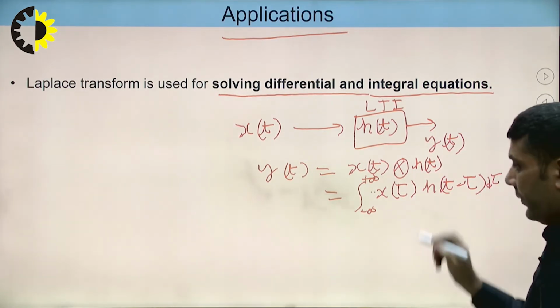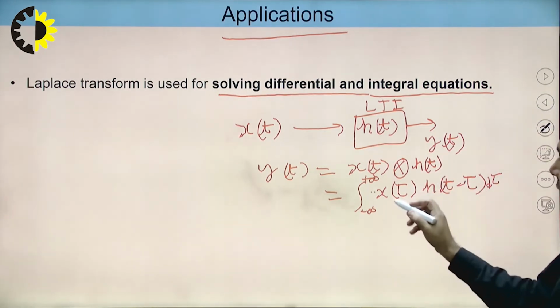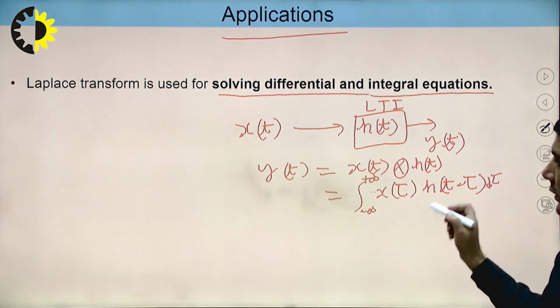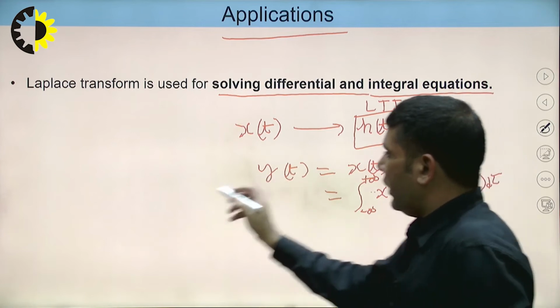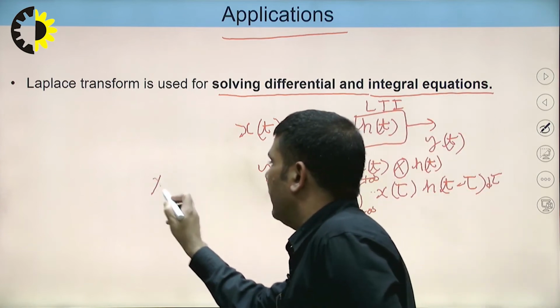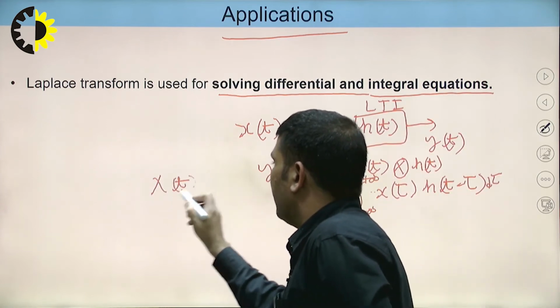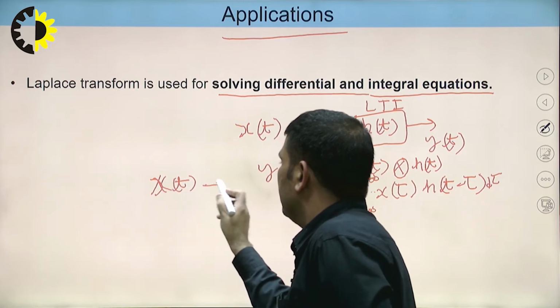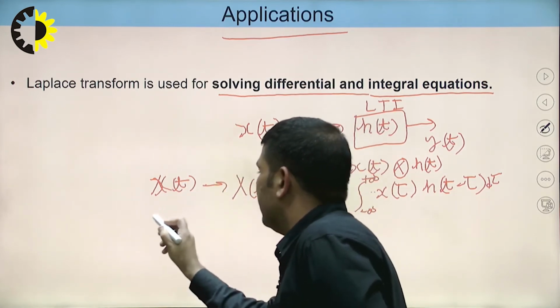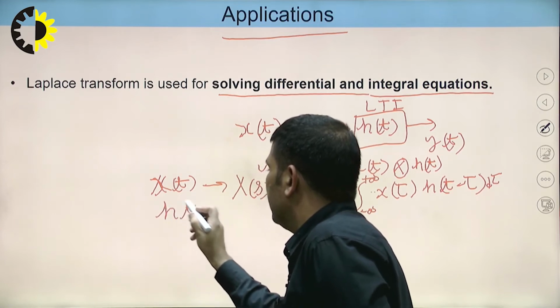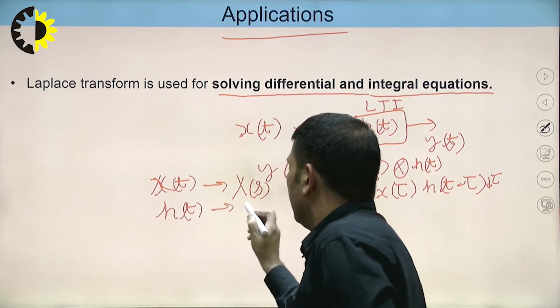So here we require integration in this case, but if you take the Laplace transform, then the Laplace transform of the x(t) signal is represented by capital X(s). Similarly, the Laplace transform of h(t) is capital H(s).